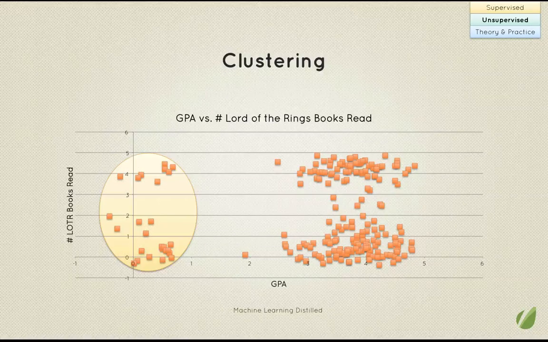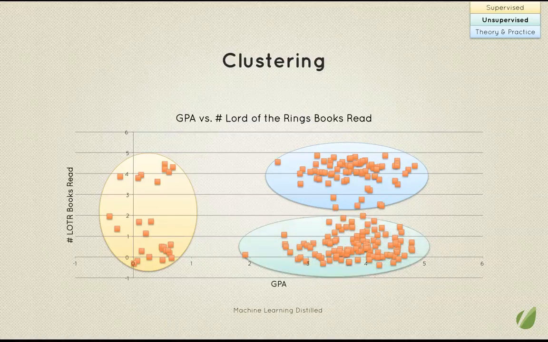Well, I think we might put one on the left of the low GPAs and one on the right of the higher GPAs. Well, if you had 3 clusters, could you do a better job? Maybe so. Let's look at that. If we had 3 clusters, we might separate that right cluster into high GPA, large number of Lord of the Rings books read, and high GPA, low number of Lord of the Rings books read. Well, that's better, and that may be more informative as to what the natural groups in this data are.